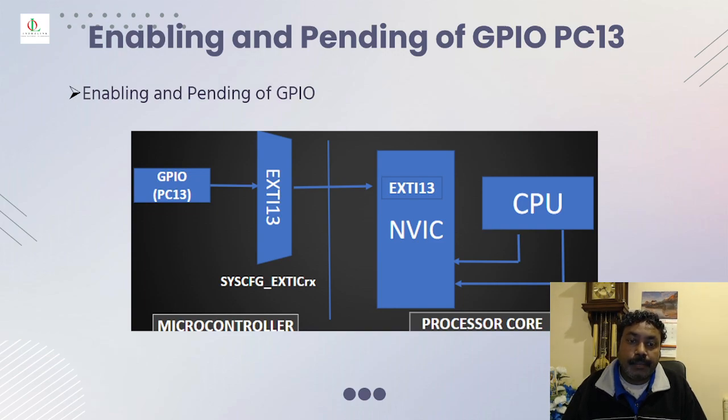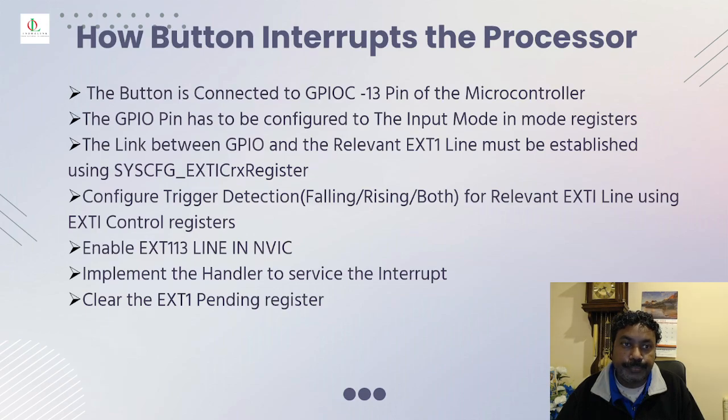This is the example we're going to learn about, how we're going to interface with PC13, the push button 13. For that you need to enable the external interrupt 13 bit in SYSCFG, and external 13 is connected to the exception handler from the microcontroller side to the processor core, and the NVIC is connected to the CPU, which is nothing but the microcontroller. So this is how the enabling and pending of GPIO happens.